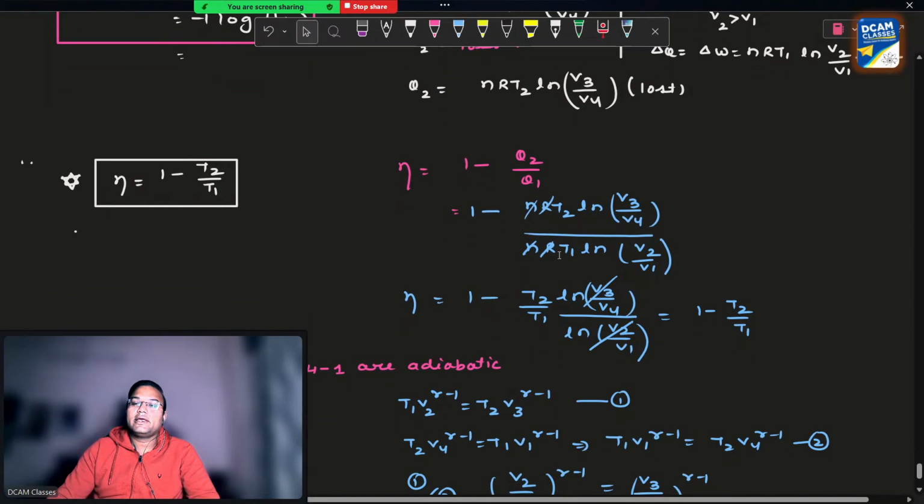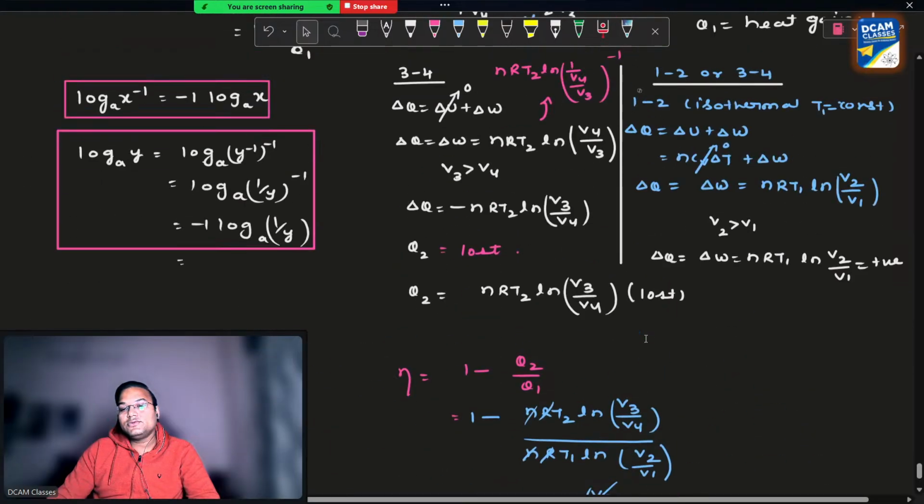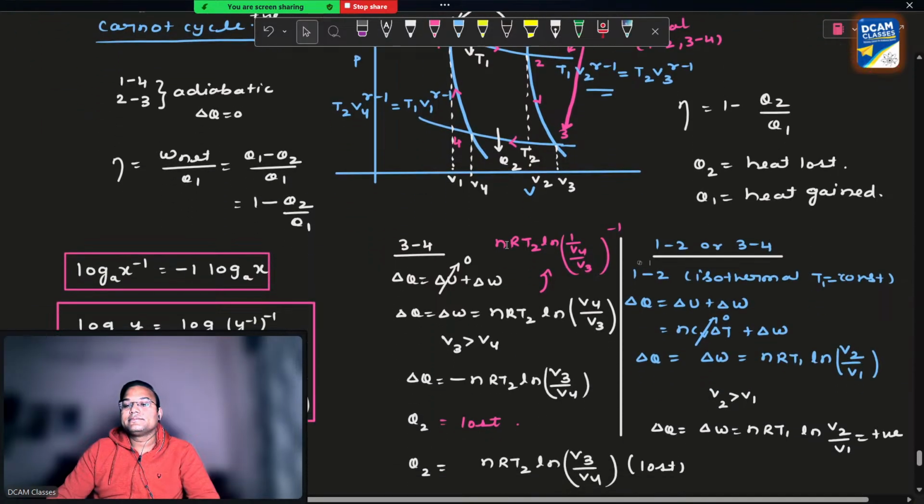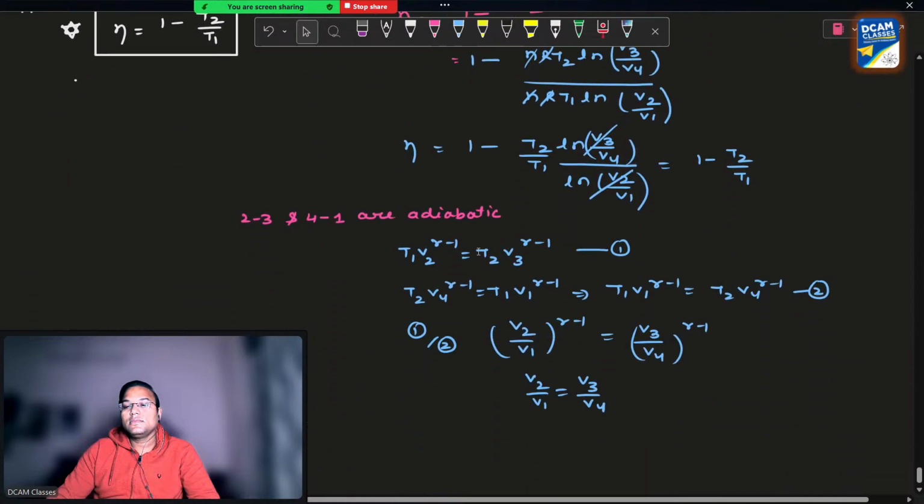And then nR will cancel. T2 by T1, log V3 by V4 over log V2 by V1 will be remaining. Now again, I can cancel them, since V3 by V4 is equal to V2 by V1. Why? That I have derived by using the property of the adiabatic process. 1 to 2 is an adiabatic process. I can write T1 V1 power gamma minus 1 is equal to T2 V2 power gamma minus 1.